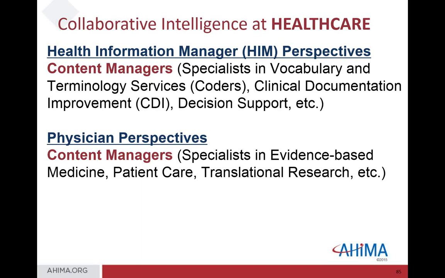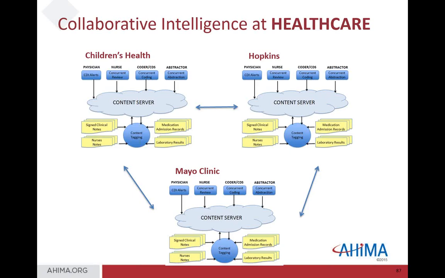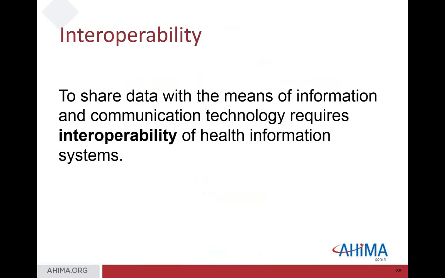In order to enable today the true collaborative intelligence in healthcare, on the next slide, the challenge we're facing, the need we're facing, is very simple. Clinicians, patients, and researchers need to share data. And as you can see on the next slide, this collaborative intelligence of Children's, Hopkins, and Mayo has to be put in place from experimentation, from the pockets of activities, into the organized, holistic vision for enabling information sharing. Sharing information with the means of information and communication technology, on the next slide, is the term that we've been using right now, called interoperability.